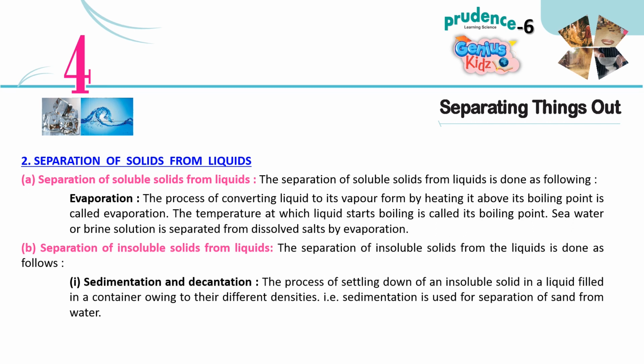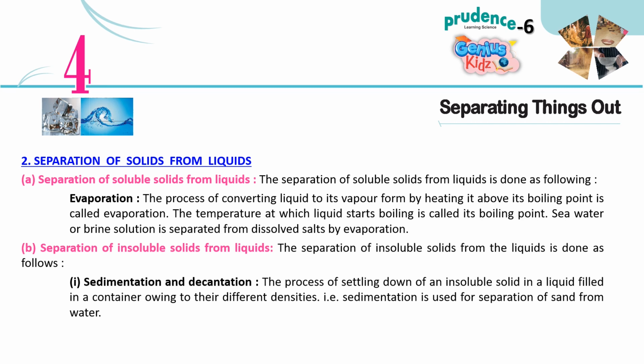Evaporation. The process of converting liquid to its vapor form by heating it above its boiling point is called evaporation. The temperature at which liquid starts boiling is called its boiling point. Sea water or brine solution is separated from dissolved salts by evaporation. B. Separation of insoluble solids from liquids. The separation of insoluble solids from liquids is done as follows.